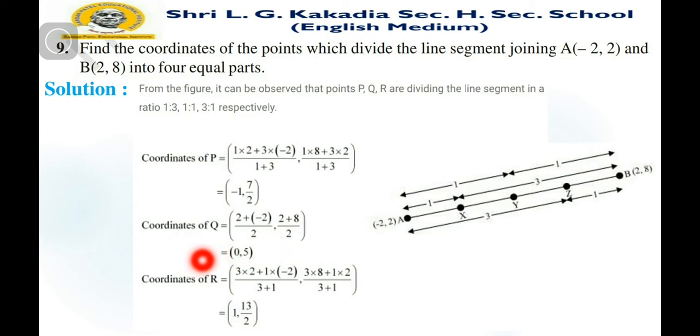In the coordinate of R, that is m1 x2 plus m2 x1 upon m1 plus m2, that is 3 into 2 plus 1 into minus 2 upon 3 plus 1, as well as 3 into 8 plus 1 into 2 upon 3 plus 1, that is equal to 1 comma 13 by 2. Hence we can solve such problems.